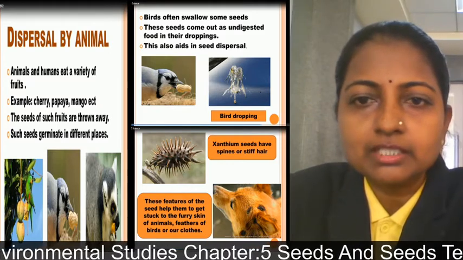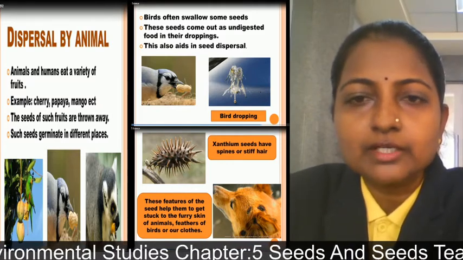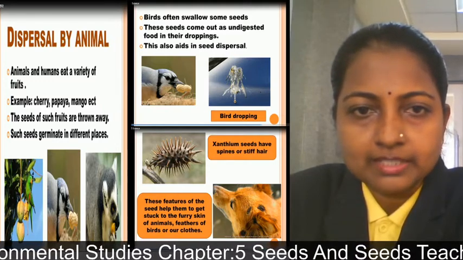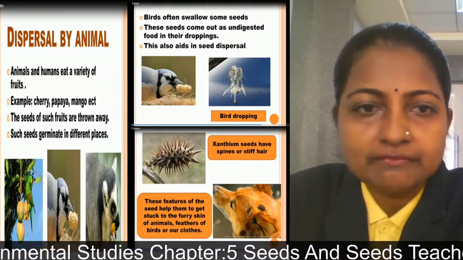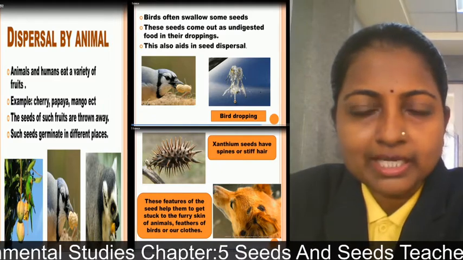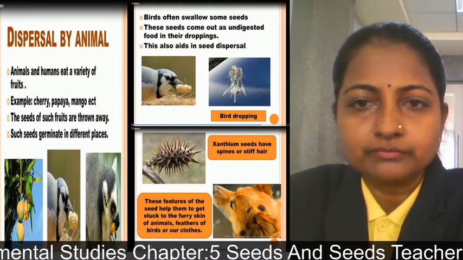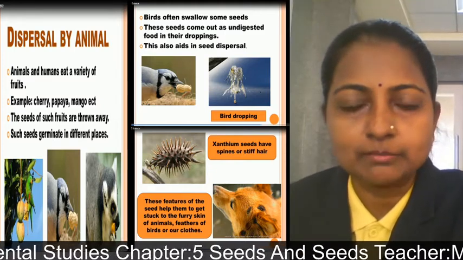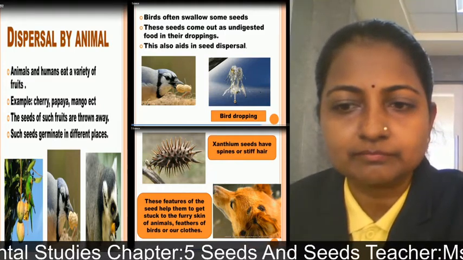You can see in the figure bird dropping is there through which seeds can disperse. Xanthium seeds have spines or stiff hair, so that they can stick on the fur of a dog. So in this way seed dispersal takes place through animals or by droppings.